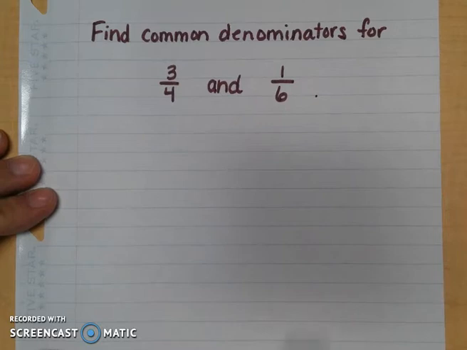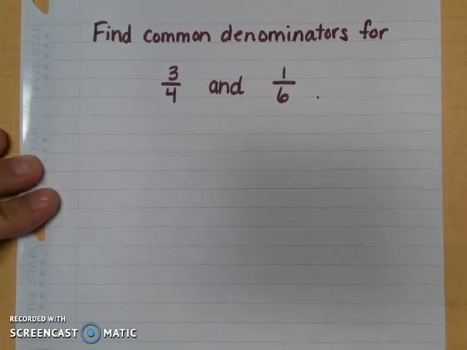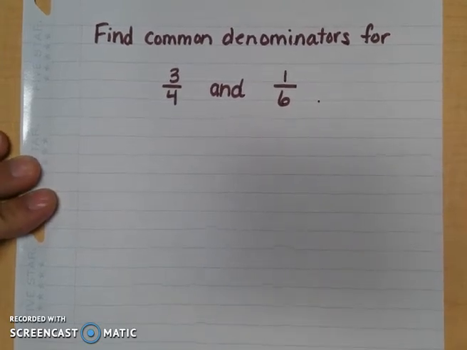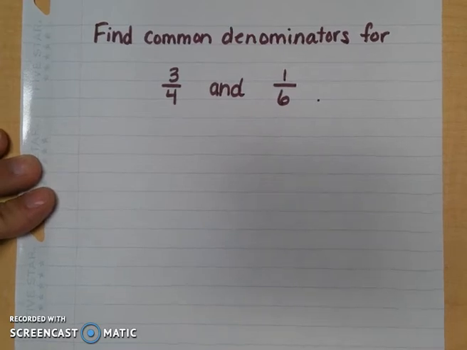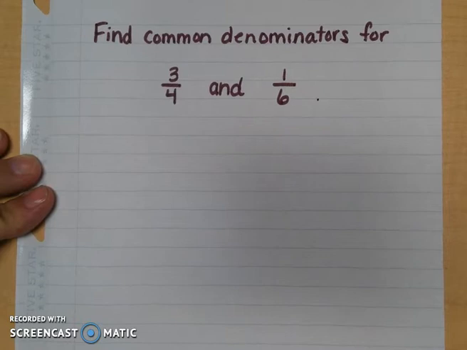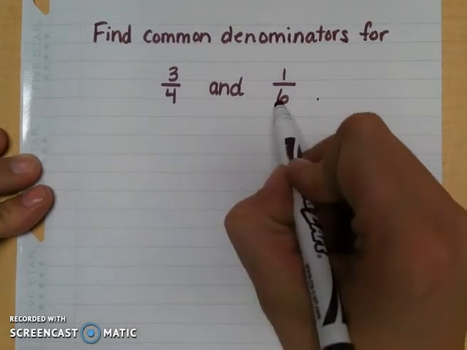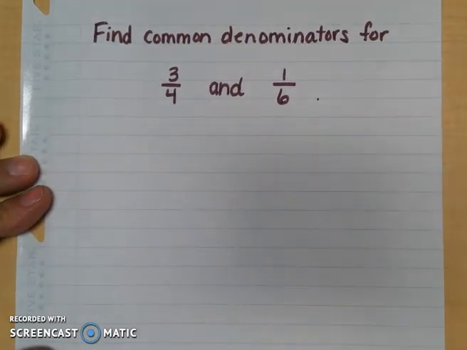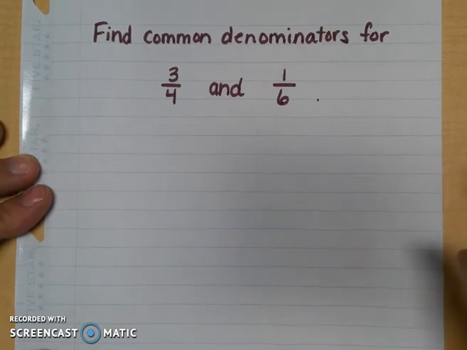Okay, I'd like to show you how we found common denominators for fractions that didn't have the same number in the denominator. So we have 3/4 and 1/6. The denominators of these fractions are 4 and 6. Those are not common, they're not the same. So we need to find a number that 4 and 6 both have in common.